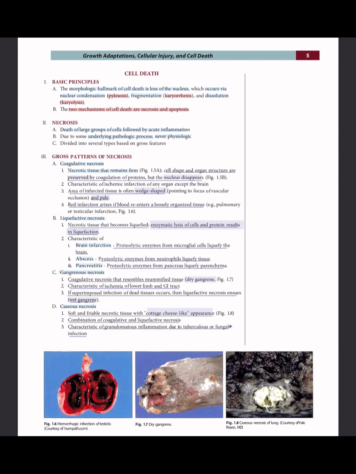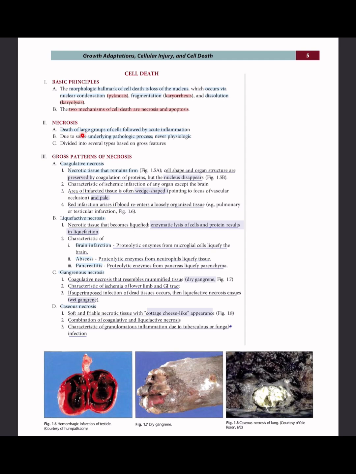Cell death. Basic principles. The morphological hallmark of cell death is loss of the nucleus, which occurs via nuclear condensation, pyknosis, fragmentation, karyorrhexis, and dissolution, karyolysis. The two mechanisms of cell death are necrosis and apoptosis.